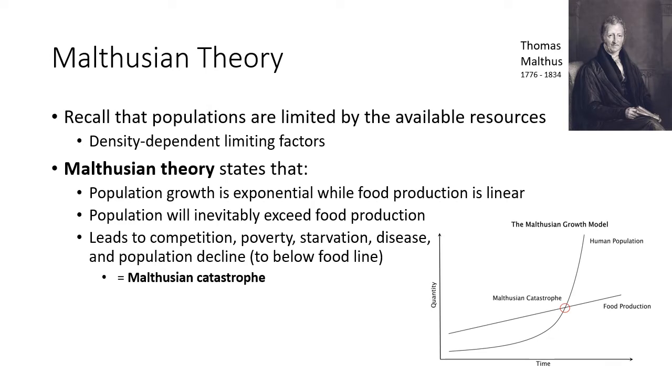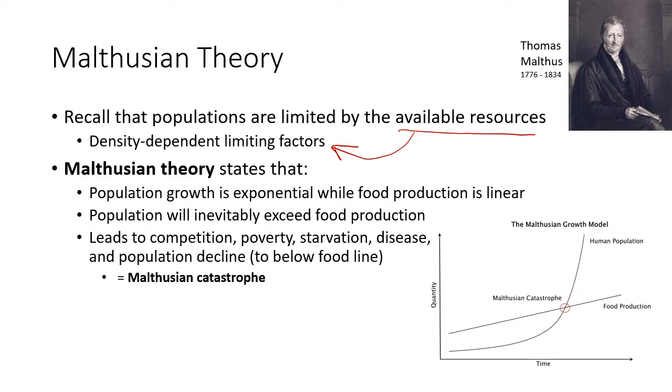And we're going to start with Thomas Malthus. Thomas Malthus was a Brit from England in the 1800s. So remember that populations are limited by the available resources. Many of those we are going to call density dependent limiting factors. So it could be the amount of space, the amount of food, the amount of water, if it's a plant, the nutrients in the soil, the exposure to sunlight, whatever it is, density dependent limiting factors or limiting resources are going to limit that population size.